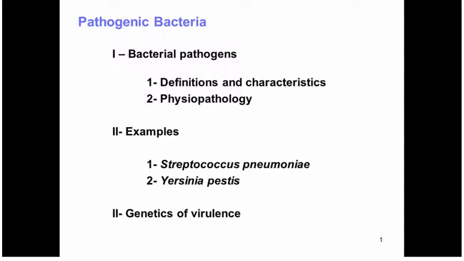Okay, right, so we have the last lecture in the series, from me anyway, and this is going to be on bacterial pathogens. So we'll start out with some general characteristics of bacterial infections, and we're only going to look at two specific examples, one gram-positive infection and one gram-negative. And then I'll end up with a little bit about the genetics of virulence.